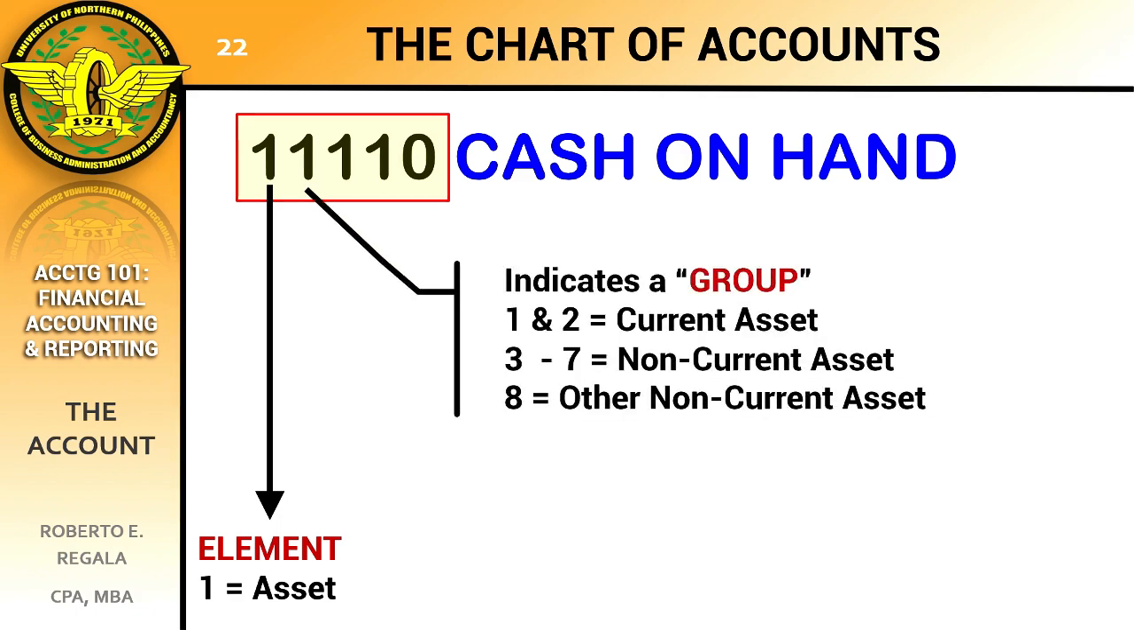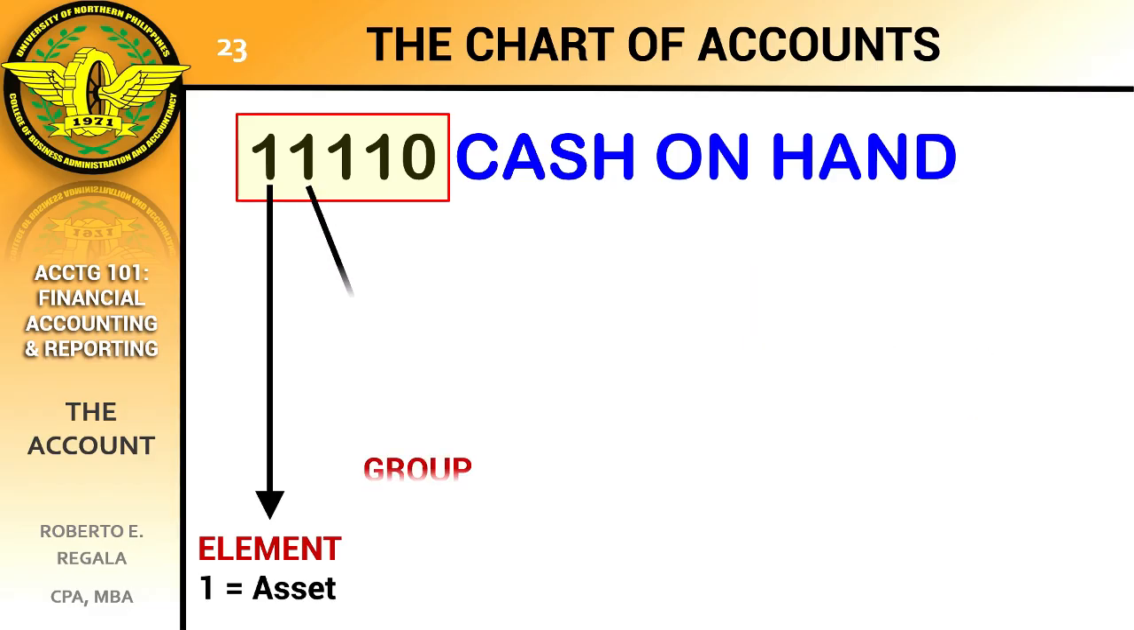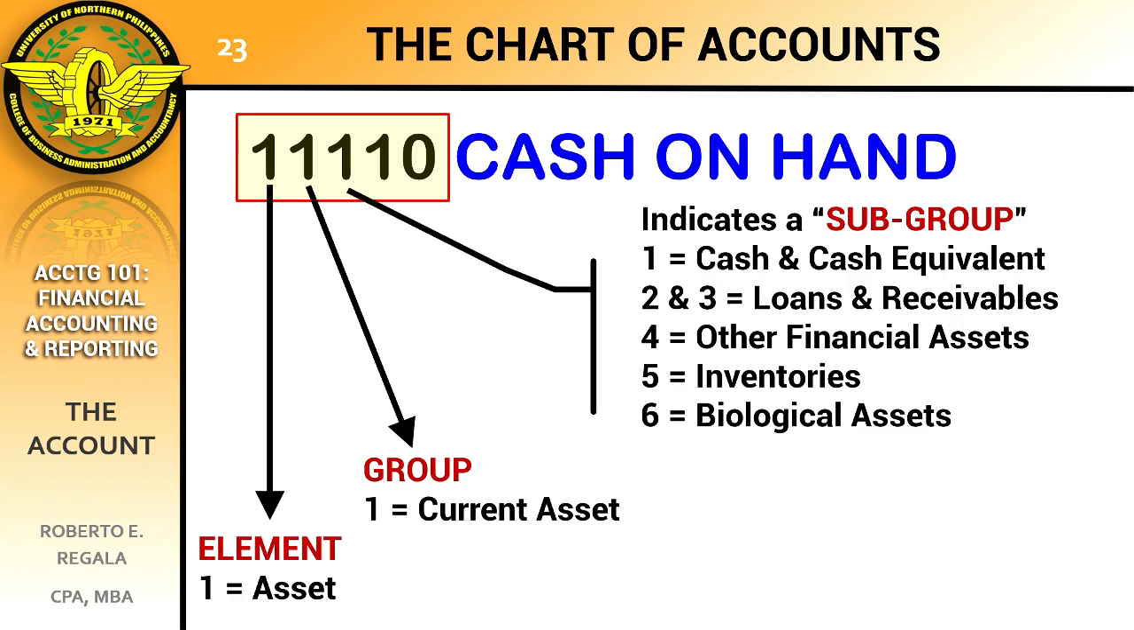This means similar types of accounts are kept close together, which helps with managing and analyzing financial information. For example, the next digit of the code indicates the group of accounts. Under Assets, codes 1 and 2 indicate a current asset. Codes 3 to 7 indicate a non-current asset, and 8 indicates that the account belongs to other non-current assets group. The third digit might be used to indicate a subgroup. The CDA chart of accounts assigned 1 for cash and cash equivalents, 2 and 3 for loans and receivables, 4 for other financial assets, 5 for inventories, and 6 for other current assets, such as prepaid expenses.